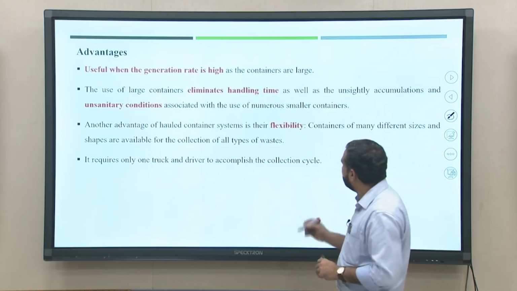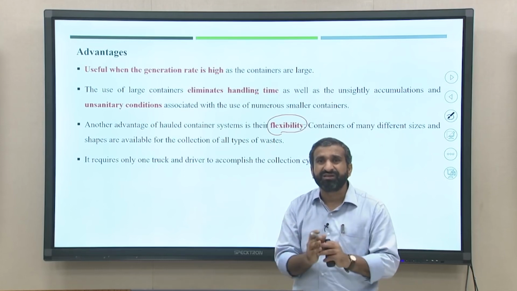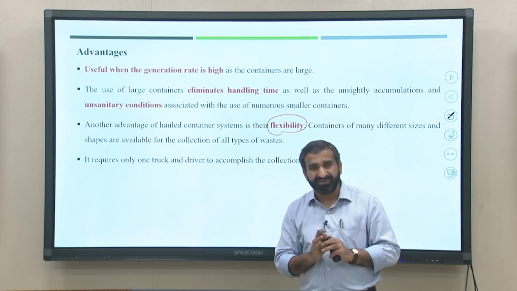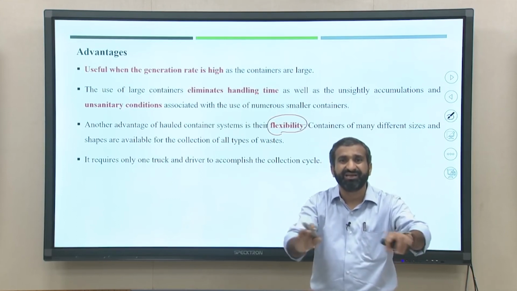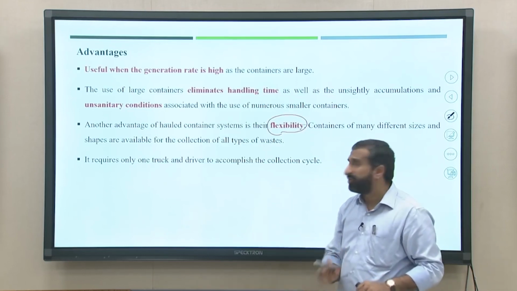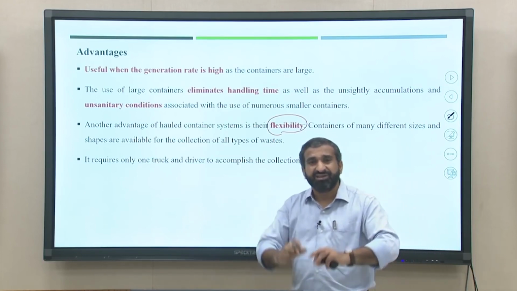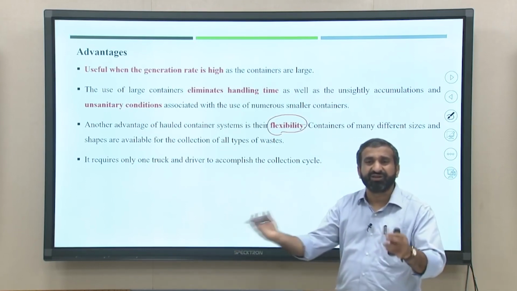Another advantage is flexibility. This is location flexibility. When you go for stationary container locations, the way we put the containers in those locations, they are almost permanent, and if you construct some kind of built area, changing the location is very difficult or not possible. But in the haul container system, we are using large size containers, so the locations are flexible and can easily be changed.